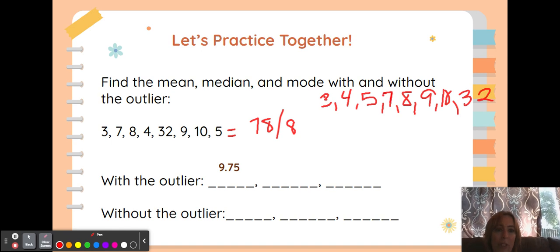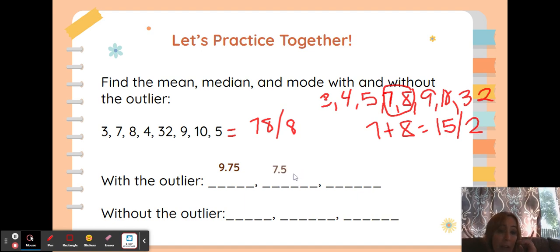Okay, we have 8 numbers there, so we have to go 1, 2, 3, 4. Okay, 3 on both sides. 7 plus 8 equals 15. If I divide that by 2, it is going to give me a median of 7.5. Now, looking at these numbers, do I have any that repeat? Nope. So we do not have a mode.